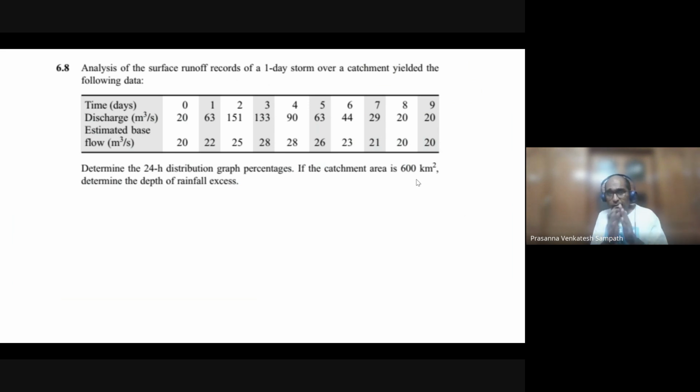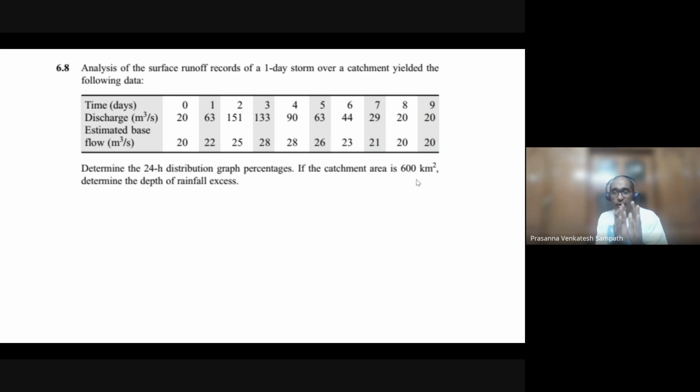So at time t equal to 0 days, the runoff will be 0 because rainfall has just not started. At time t equal to 1 day, runoff will be 63 minus 22. You will get the direct runoff magnitude, and then 151 minus 25, and so on. You just keep going all the way. At the 8th day, runoff will again come down to 0. 20 minus 20, you'll have 0. So if I have rainfall for 1 day, I produce runoff that lasts for 8 days. It takes 8 days for the runoff to come down to 0.